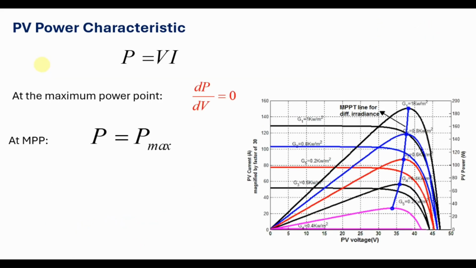If we plot the PV power against the PV voltage, we obtain a nonlinear power-voltage characteristic. There is normally one operating point where the PV power reaches its maximum value. This point is called the maximum power point. Mathematically, at the maximum power point, the derivative of power with respect to voltage is equal to 0. The MPPT controller therefore has the task of finding this operating point and keeping the PV system close to it.